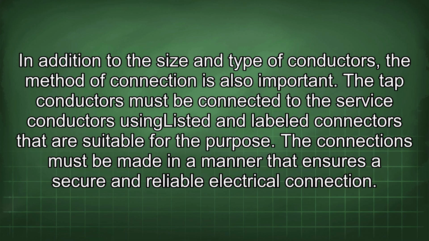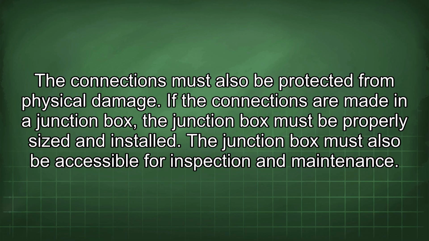In addition to the size and type of conductors, the method of connection is also important. The tap conductors must be connected to the service conductors using listed and labeled connectors that are suitable for the purpose. The connections must be made in a manner that ensures a secure and reliable electrical connection. The connections must also be protected from physical damage. If the connections are made in a junction box, the junction box must be properly sized and installed. The junction box must also be accessible for inspection and maintenance.